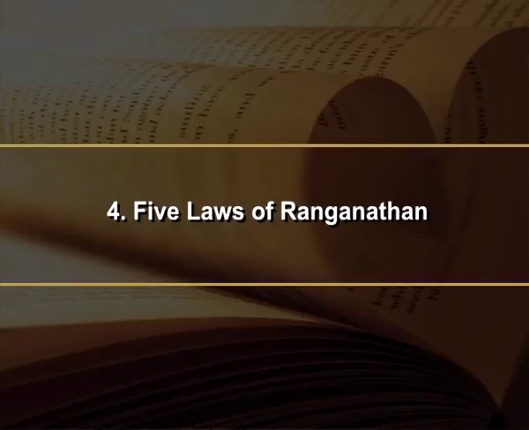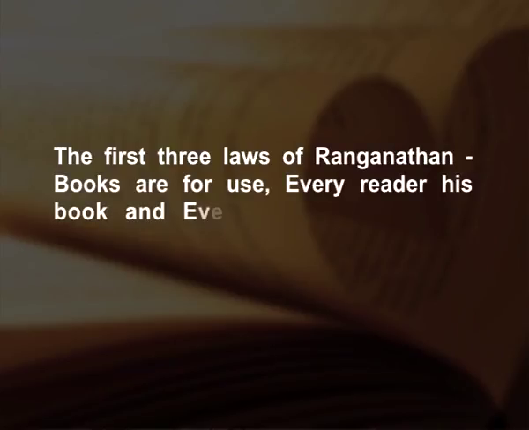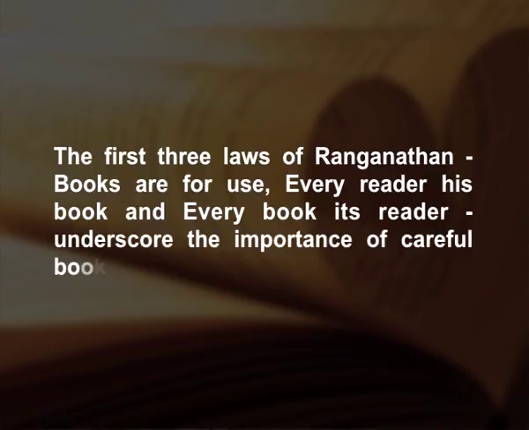Fourth principle is the 5 laws of Ranganathan. The first 3 laws of Ranganathan, that is, books are for use, every reader his book, and every book its reader, underscore the importance of careful book selection. If these laws are remembered whenever a book is selected, that will lead to responsible selection.